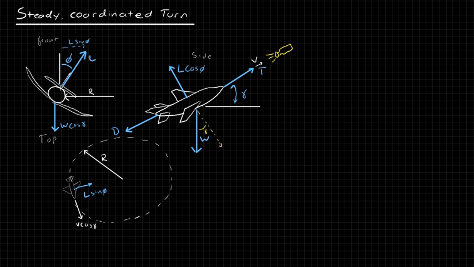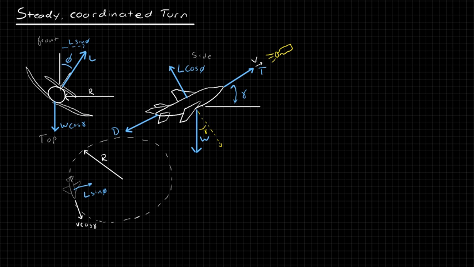Or, excuse me, I keep saying gamma. L sine phi, sine of the bank angle. So that corresponds to this lift here. Okay, so I hope all that makes sense. So we can take this kind of funny free body diagram and pull some forces off it.